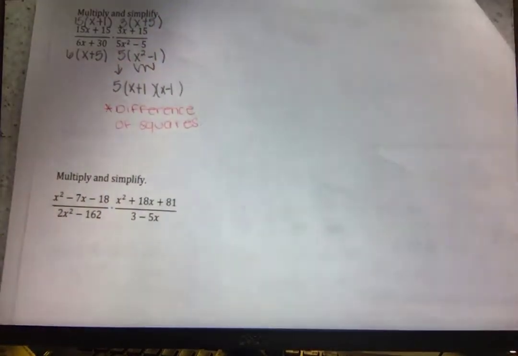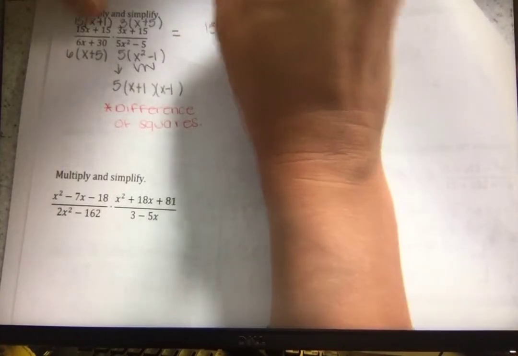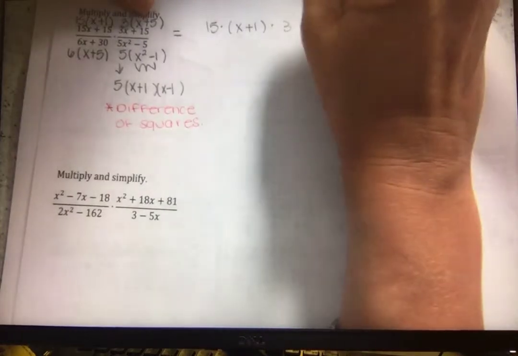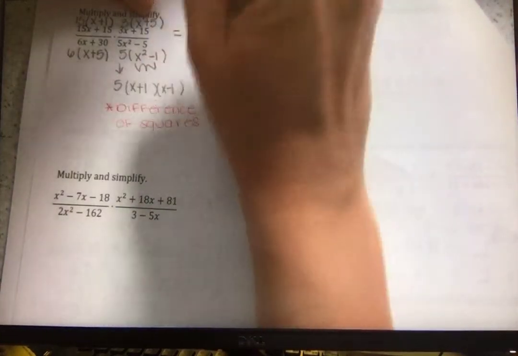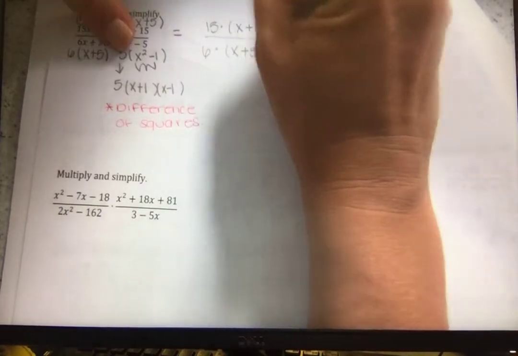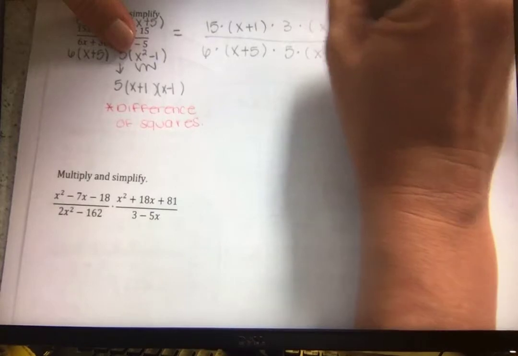So the hard part's done. We factored everything separately. So now it's just putting it all back together. Multiplying straight across, I have 15 times (x plus 1) times 3 times (x plus 5), all over 6 times (x plus 5) times 5 times (x plus 1) times (x minus 1).